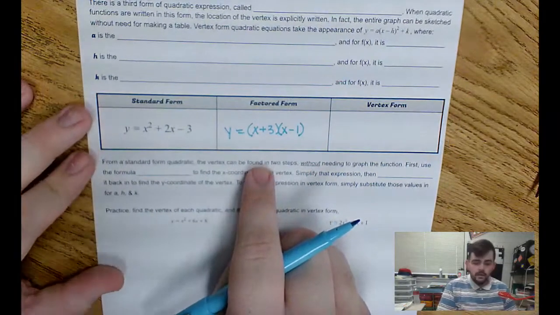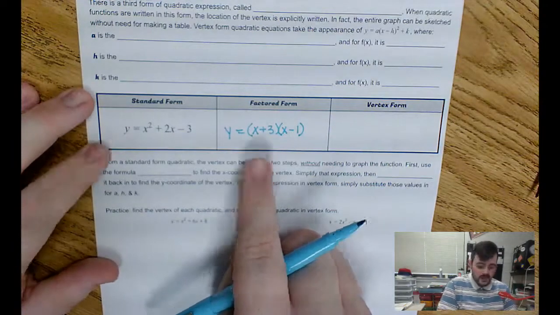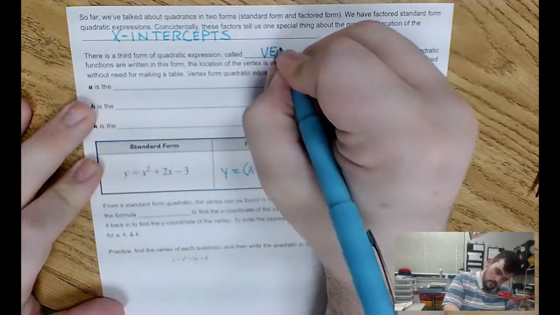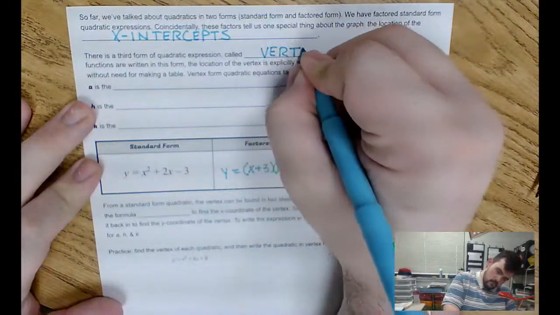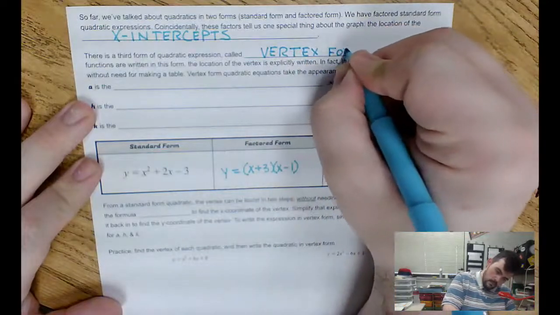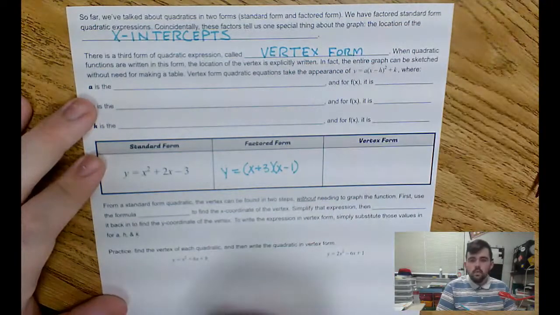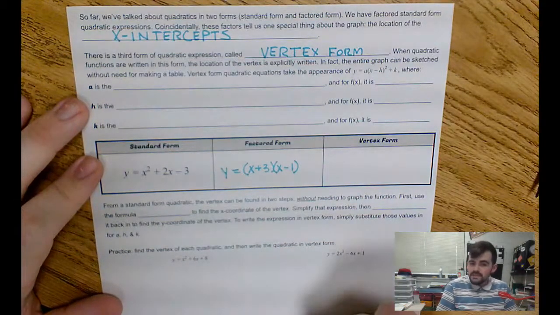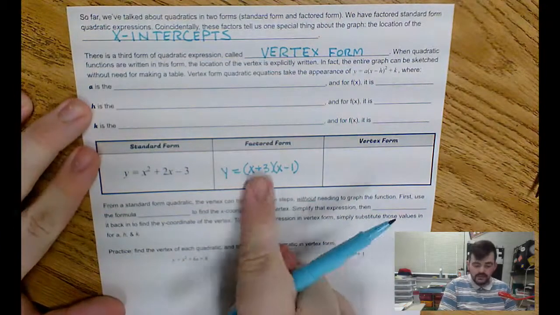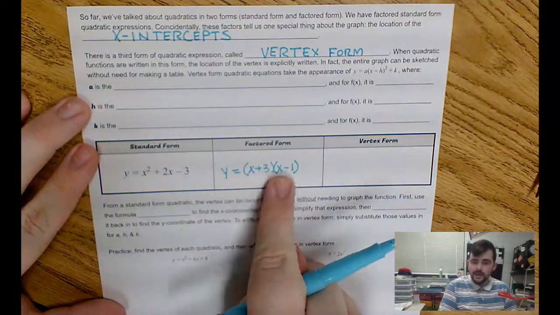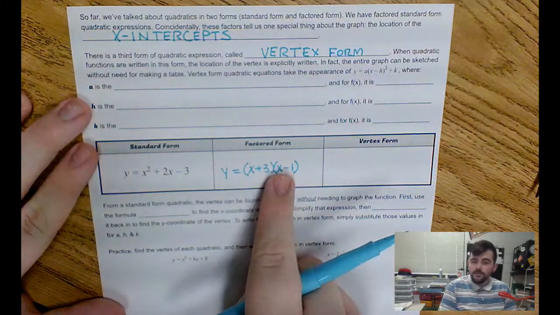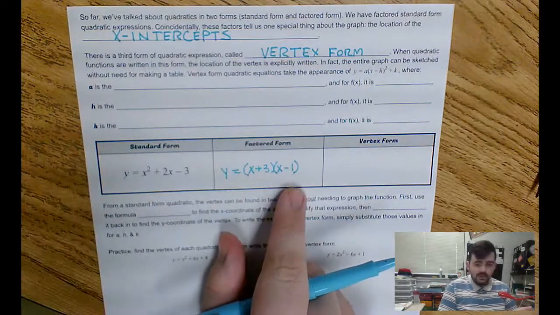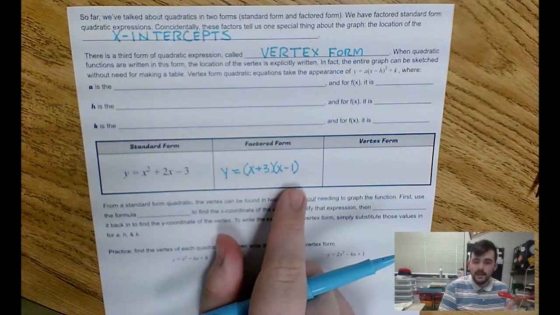Okay. Now, the third form of quadratics, as you can see right here, is called vertex form. When quadratic functions are written in this form, the location of the vertex is explicitly written. So just like here, you can figure out what the x-intercepts are. With vertex form, you can figure out where the vertex is. In fact, you could pretty much sketch the entire graph without needing to make a table.